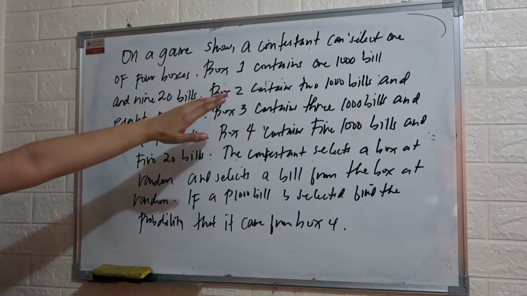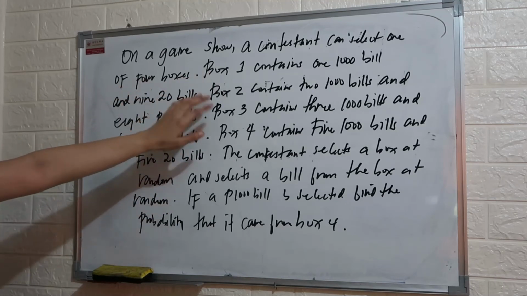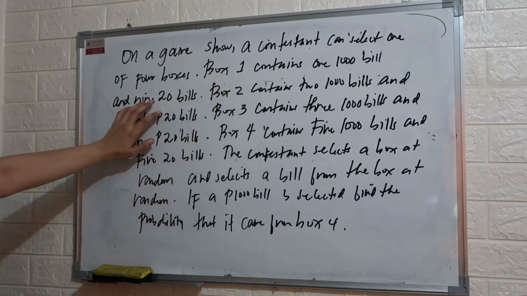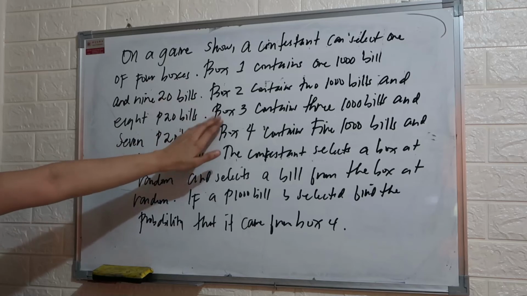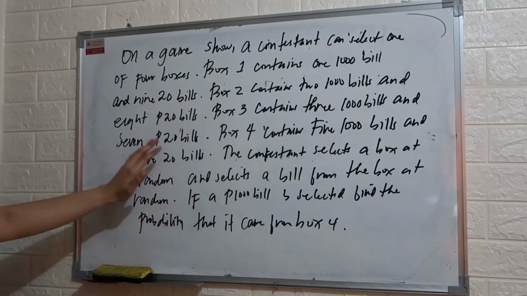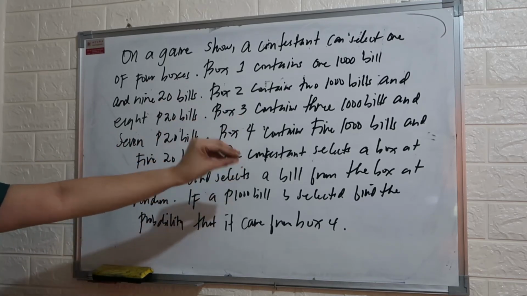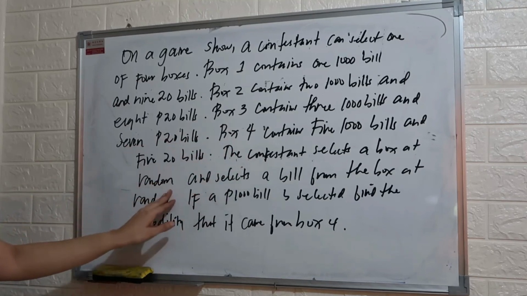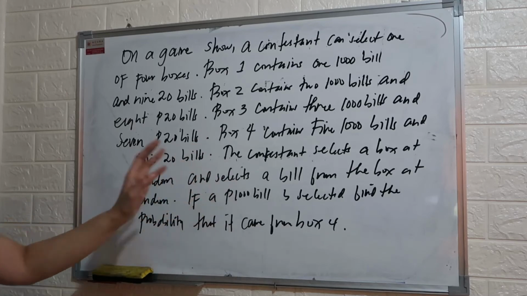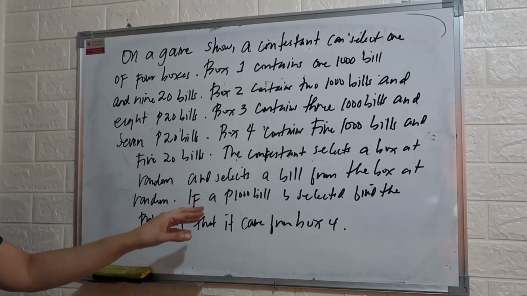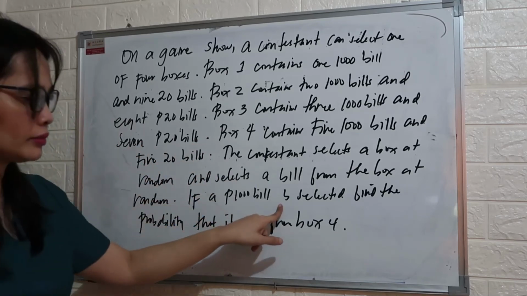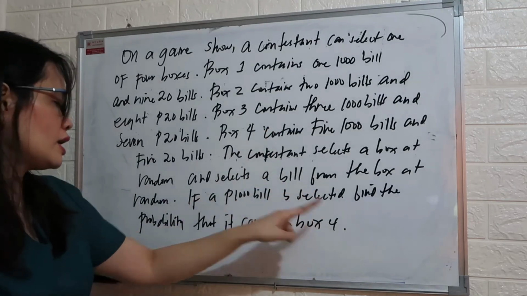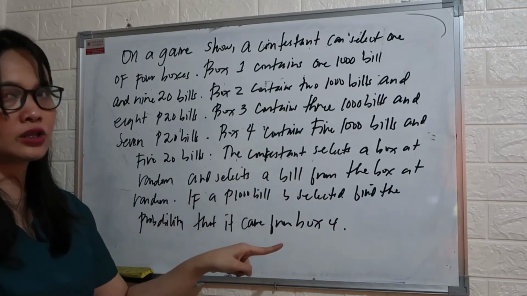Box 1 contains 1 1,000 bill and 9 20 bills. Box 2 contains 2 1,000 bills and 8 20 bills. Box 3 contains 3 1,000 bills and 7 20 bills. Box 4 contains 5 1,000 bills and 5 20 bills. The contestant selects a box at random and selects a bill from the box at random. If a 1,000 bill is selected, find the probability that it came from box 4.